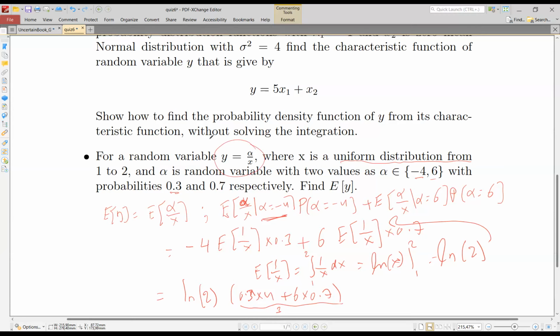Actually, it will be very helpful for you to repeat the same thing today after this lecture. Try to do it with Octave. How could you generate these random numbers? You can generate x as a random number from 1 to 2, adding 1 so that it becomes from 1 to 2. Then you generate alpha as a random number which can be -4 with probability 30% and 6 with probability 70%. Then divide them together and take the mean, and you can find the result.